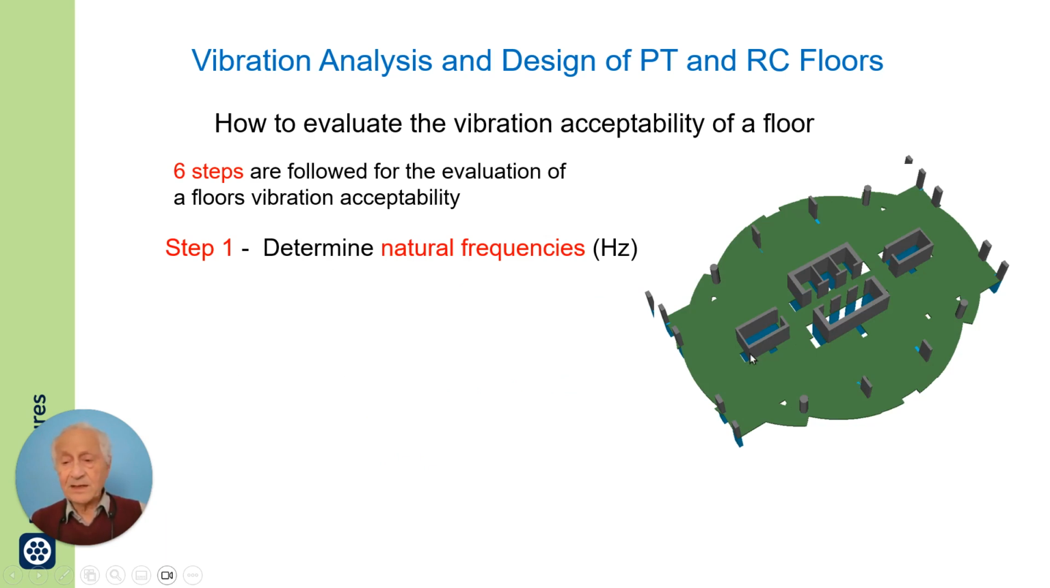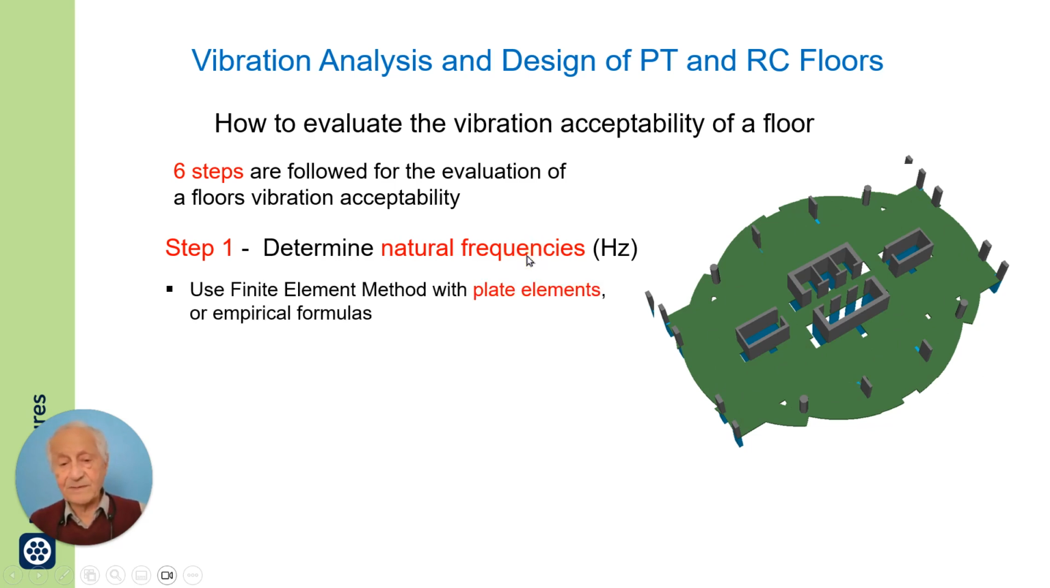Now let us look at this example. Here, let us assume that your office is somewhere here, and somebody is walking. The most common case is footfall as a result of people walking on the floor, whether there will be vibration which is perceived and is not acceptable. Now, let us assume that you have an office here and this is the floor. You have to determine its frequency.